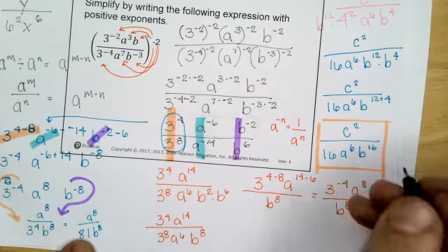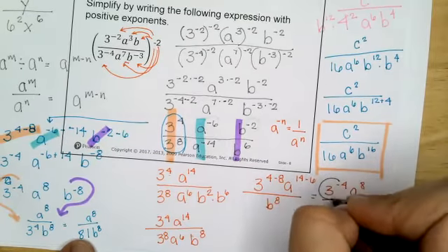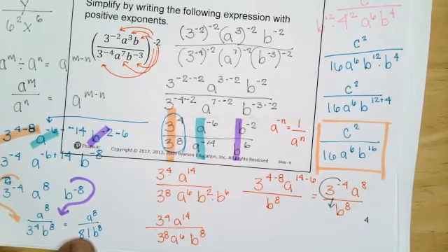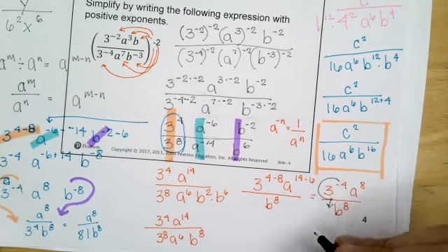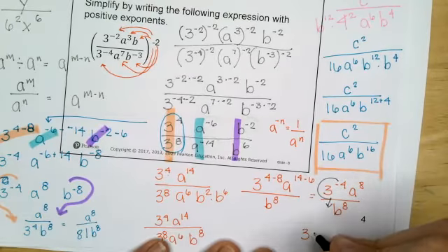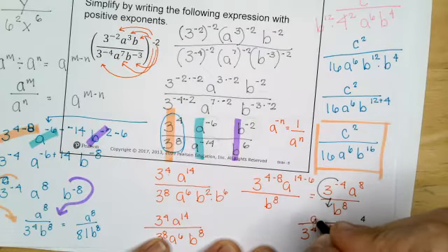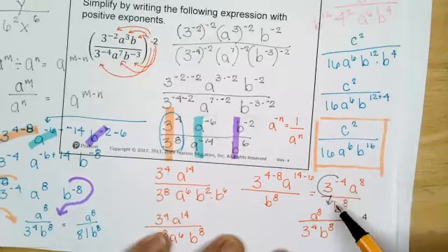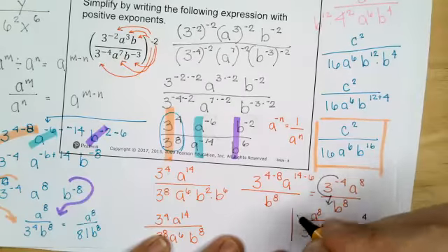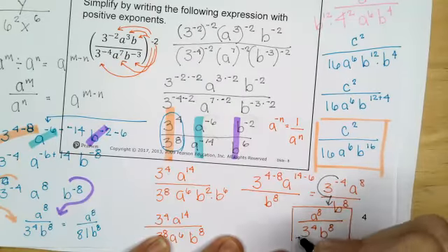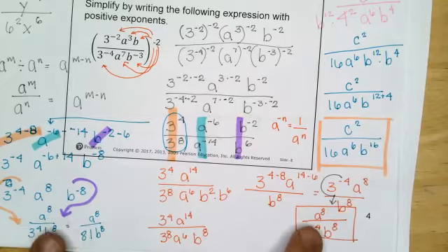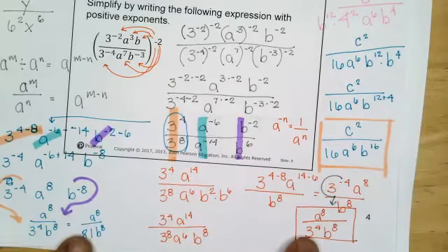Now we do need to move the 3 to the bottom, so that it's a positive 4. So our final answer is 3 to the positive 4, sorry, I got ahead of myself, times B to the 8th over A to the 8th. And that 3 to the 4th is actually 81. So you end up with the same answer.